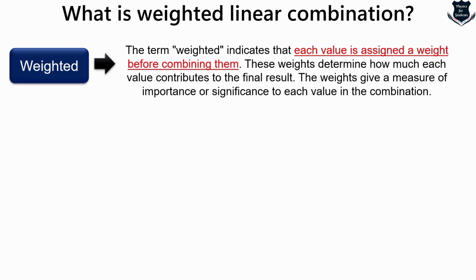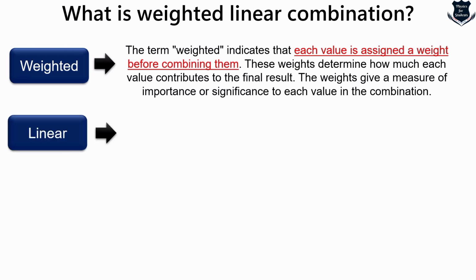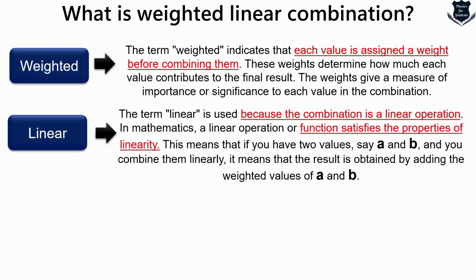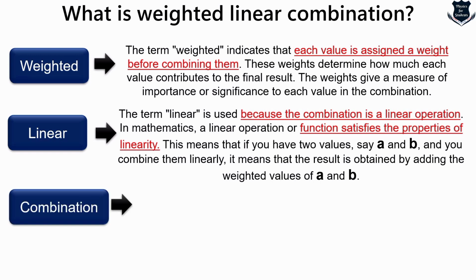Why do we call it weighted? We call it weighted because each value is assigned a weight, and these weights determine how much each value contributes to the final result. Linear, why is it called linear? Very simple. The term linear is used because the combination is a linear operation. We can take an example in mathematics. Generally, we call a function linear if it satisfies the properties of linearity. That means if we get two values, say a and b, and we combine them linearly, the result is obtained by adding the weighted values of a and b. And why is it a combination? That is quite obvious, because AX and AY both contribute towards making up the component of the vector A prime X. So this is a quick review of weighted linear combination.